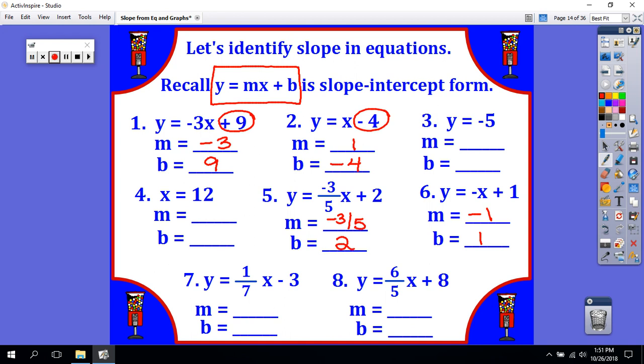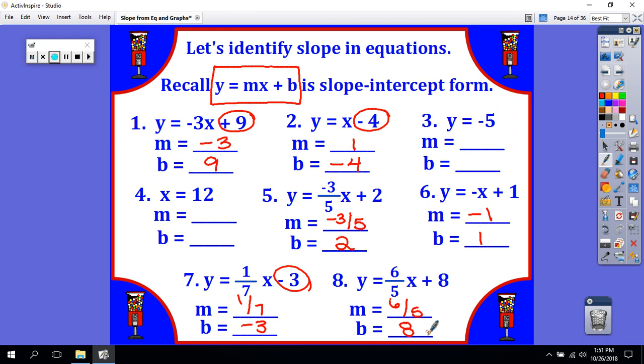All right, Sophie, what'd you get for the slope of number 7? 1/7. Awesome. Kat, what'd you get for the y-intercept for number 7? -3. Good. You got to take that sign with it. Number 8. Riley, what's the slope for number 8? Sorry, Cameron. I called you your sister. Sorry. All right, and what is the value of b, Emily? 8. That's the y-intercept is 8.